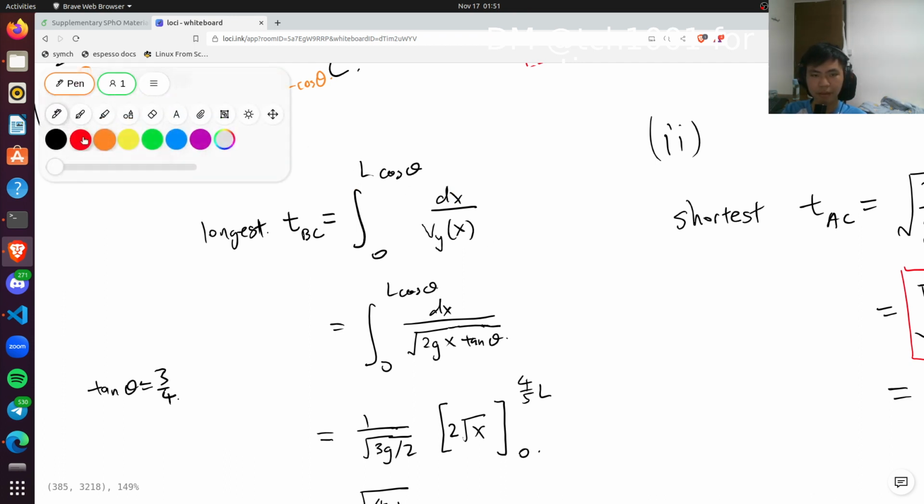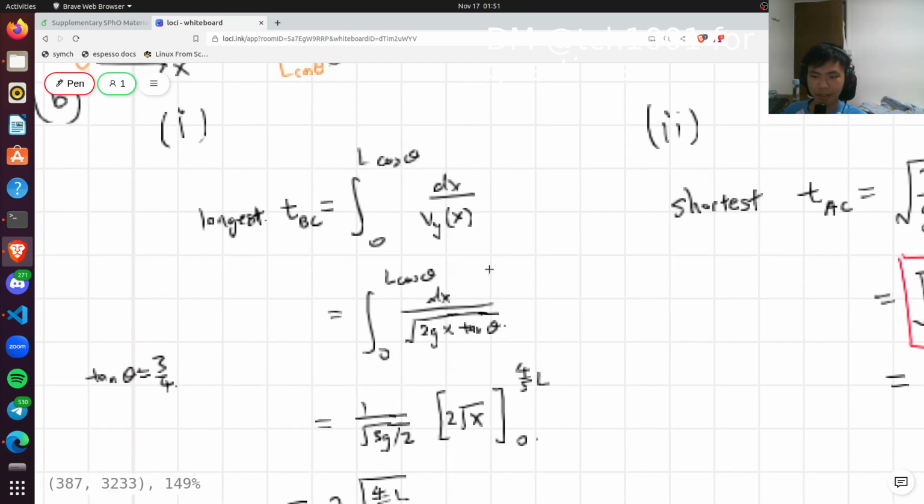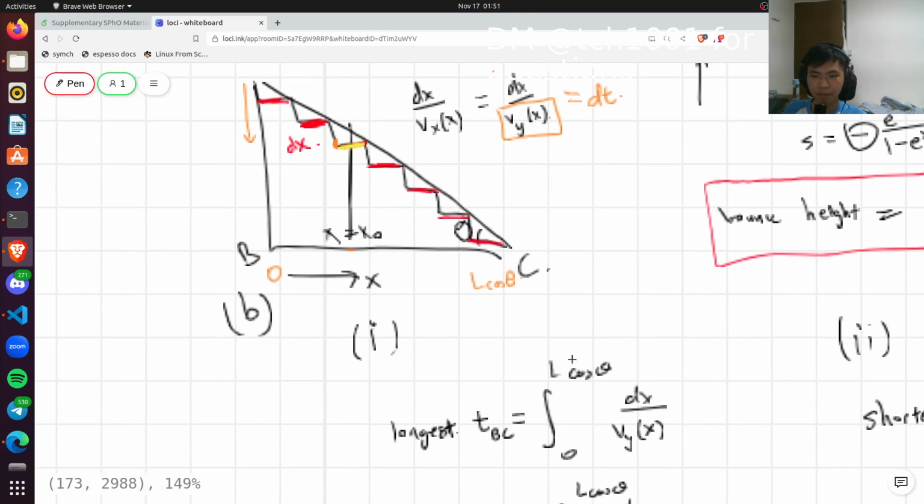Okay, so just a reminder, as always, whatever variable you're integrating over, you write a differential. Whatever variable you're integrating over needs to be the bounds of the integral, right? If not, your integral doesn't make sense. So okay, how do we express Vy in terms of x? It's actually just the square root of 2g x tangent theta.